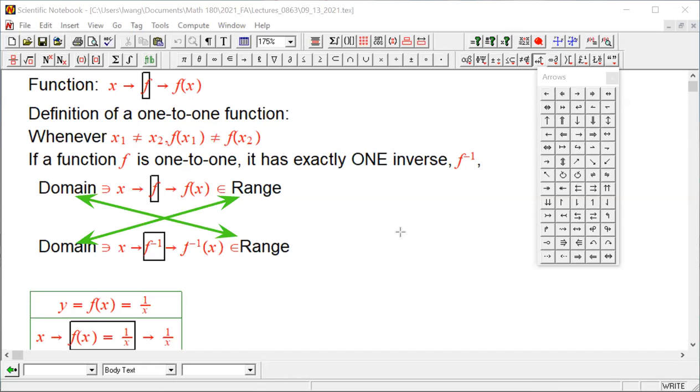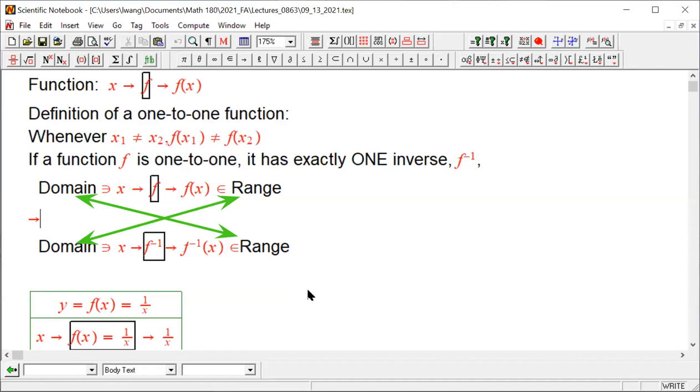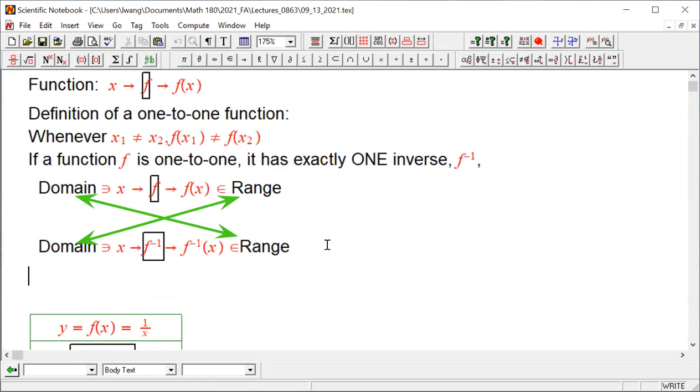Okay, so I'm going to show you. Number one is how do I find that inverse? Do you guys understand that relationship? The inverse relationship. If a function is 1-to-1, it has exactly one inverse, and there's a domain and range. And the next question is, how do we find it?